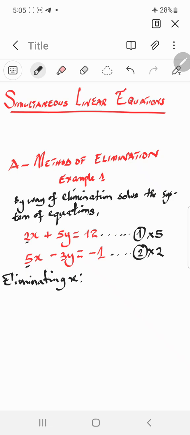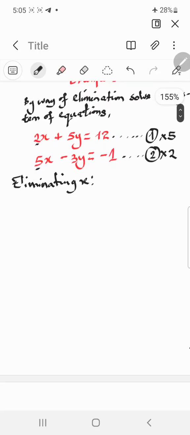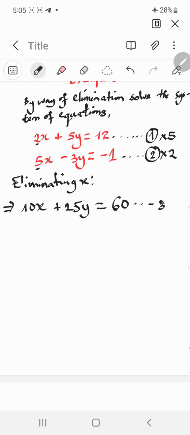So everything here multiplied by 5, everything here multiplied by 2. So what does that give us now? That becomes 2x times 5, 2 times 5 is 10, that's 10x. 5 times 5, that is 25, so plus 25y is equal to 12 times 5 is 60. I can call this equation 3. It's a new equation now. And then I come here, multiplying by 2 everywhere. 2 times 5 is 10, so 10x. 2 times negative 3 is negative 6y is equal to 2 times negative 1 is negative 2.